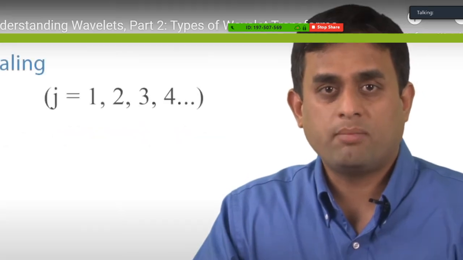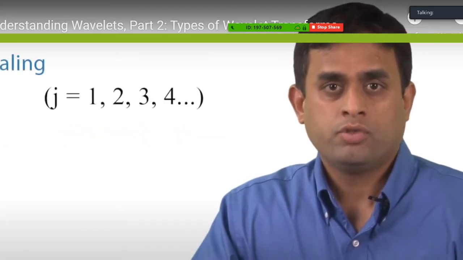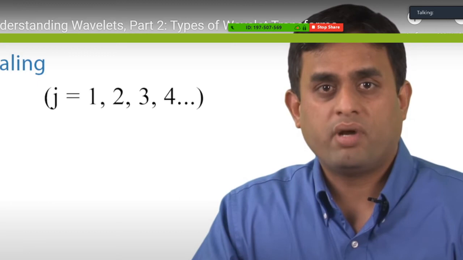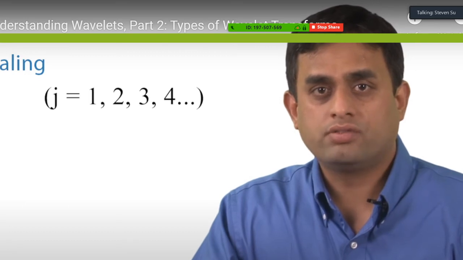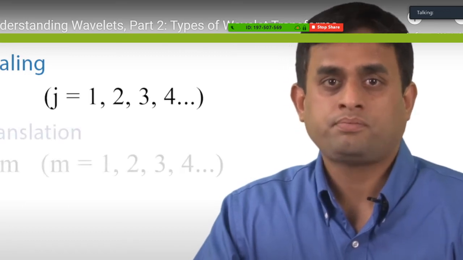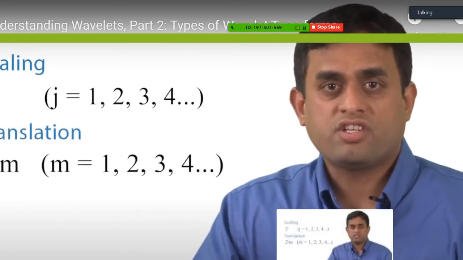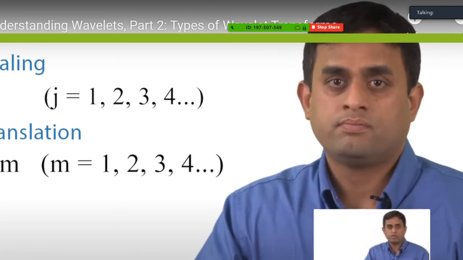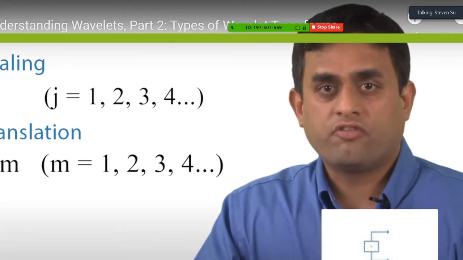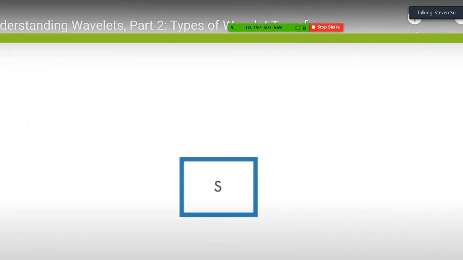The base scale in DWT is set to 2. You can obtain different scales by raising this base to integer values represented in this way. So this is scaling, and the translation occurs at integer multiples represented in this equation. This process is often referred to as dyadic sampling.